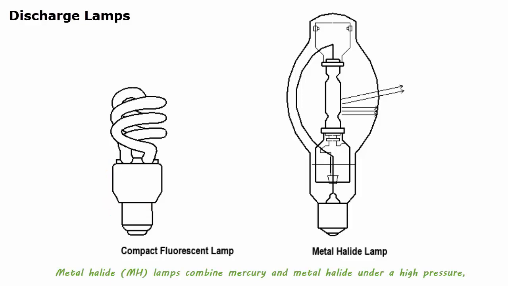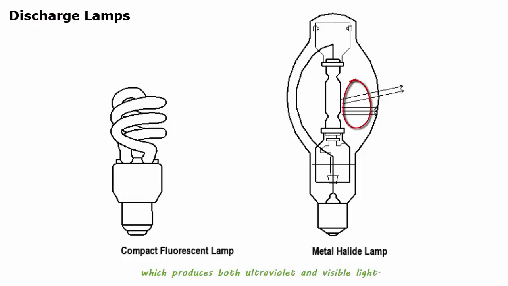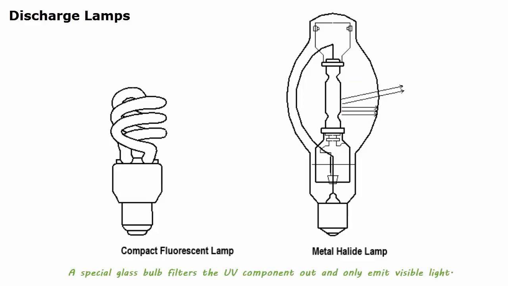Metal halide lamps combine mercury and metal halide under a high pressure, which produces both ultraviolet and visible light. A special glass bulb filters the UV component out and only emits visible light. It is commonly used as light sources for sport fields, parking lots, street lighting, and indoor high ceiling lighting for retail stores and factories. They emit a strong white light and have a long life and high luminous efficacy.